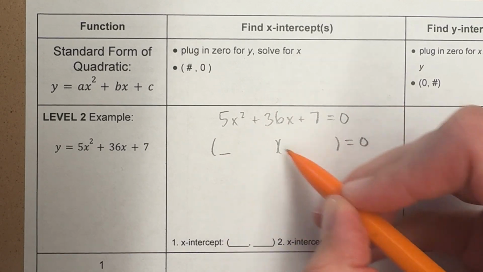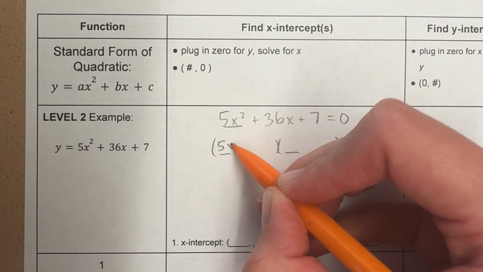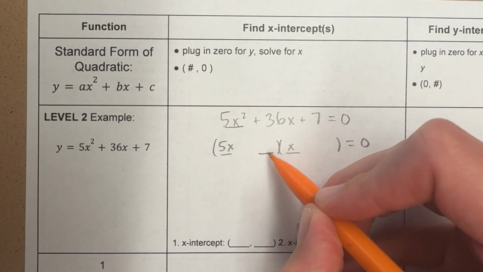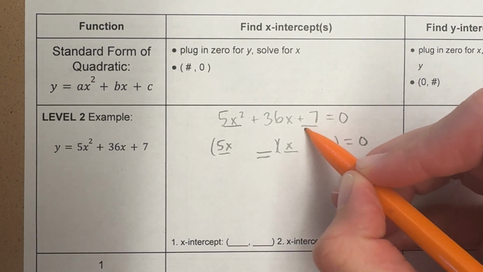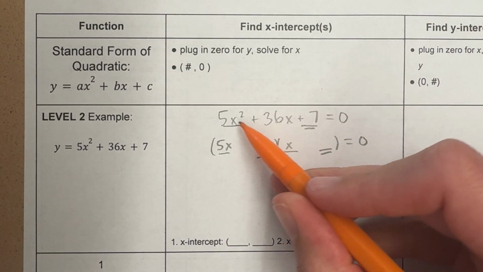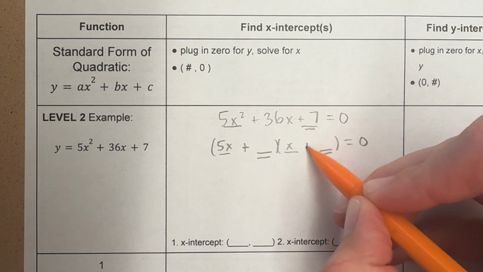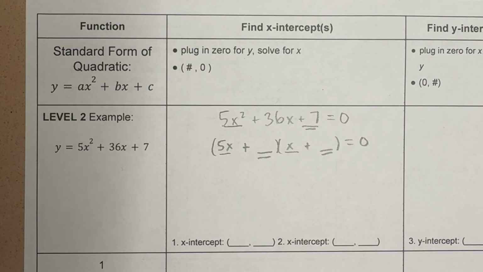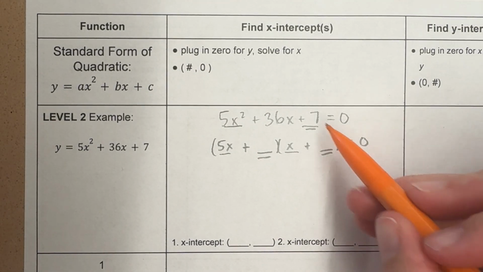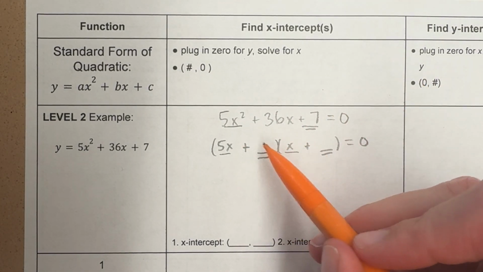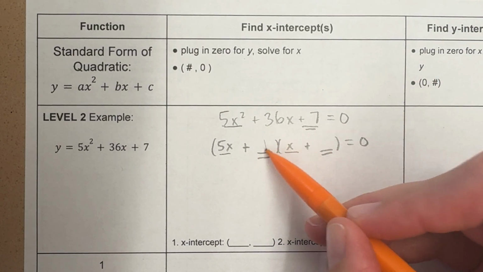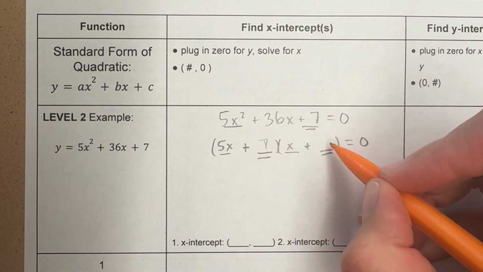Okay, I know that this times this will equal this, so that's going to be 5x and x. And I know that this times this will equal this, so that's going to be 7 and 1. I notice everything's positive here, so I'm going to go ahead and throw some positive signs in there. And now I'm going to put a 7 and a 1, and it's either 1, 7 or 7, 1. It's one or the other. So let's just try 7, 1, right?